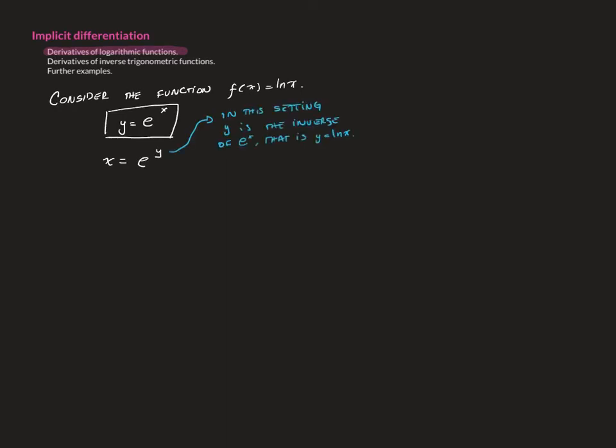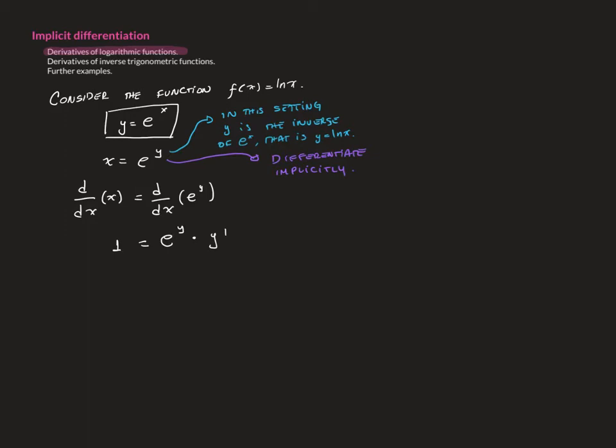Now that I have done this, I am going to differentiate on both sides. So derivative with respect to x of x should be equal to the derivative with respect to x of e power y. Now the derivative with respect to x of x is 1, and the derivative of e power y with respect to x we have to do implicitly. So the derivative of that would be e to the power of y times the derivative of y because of chain rule.